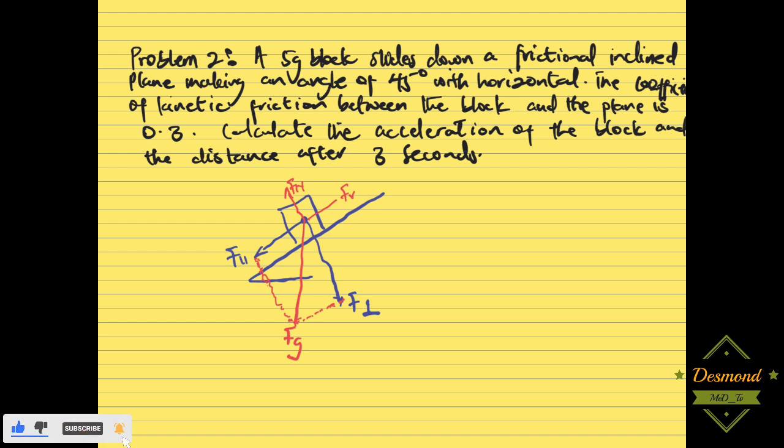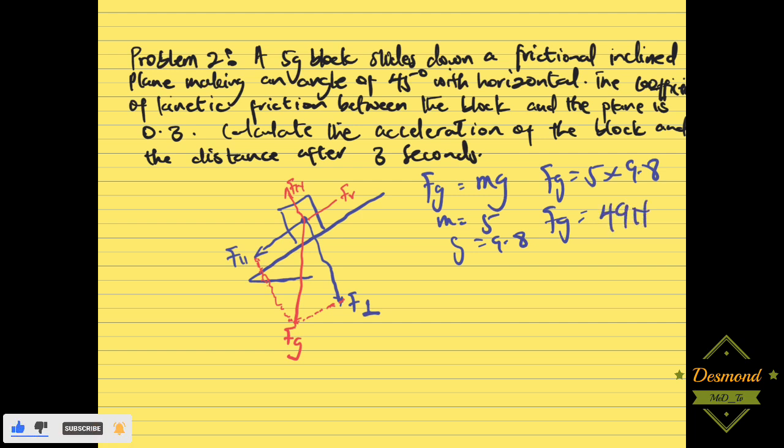Breaking them down, the gravitational force Fg should be equal to mg, right? We have m to be 5, and g to be 9.8. So Fg is equal to 5 times 9.8, so Fg is 49 newtons. Very easy.